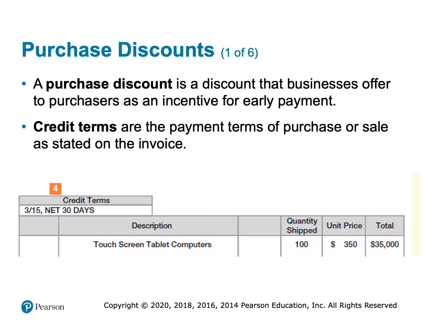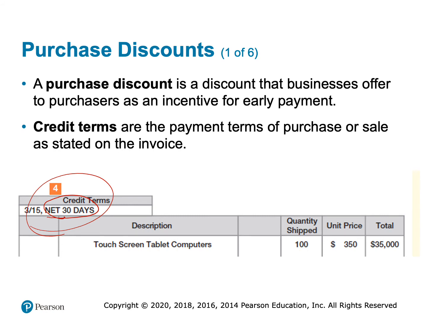Now, let's go back to that 3/15, net 30 that we looked at earlier on the invoice. This is called a purchase discount. So we had worked a deal with Southwest Electronics. We said, yeah, we'll pay you later. And Southwest Electronics may offer us what is called a purchase discount. This is an incentive to pay early. So the way we read this is 3/15, net 30. The net 30 days is when the bill is due. So we owe $35,000 in 30 days.